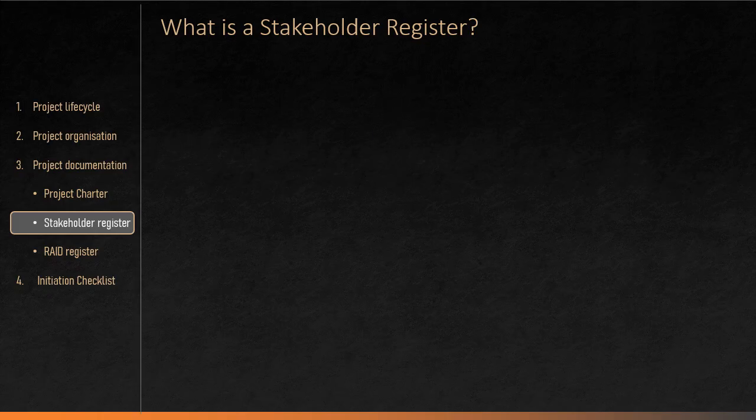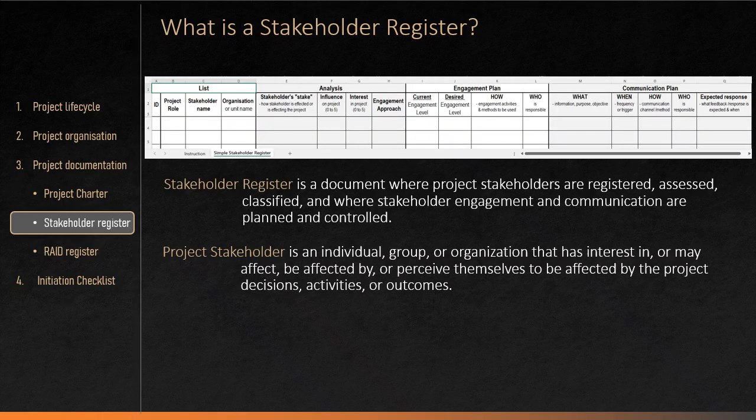Next most important working document in project management is the stakeholder register. The document is initially created during project initiation stage and then continuously updated during later stages of the project. Stakeholder register is a document where project stakeholders are registered, assessed, classified, and where stakeholder engagement and communication management activities are planned and controlled. Stakeholder register helps project team effectively identify stakeholders, understand their needs, expectations, and plan how to engage and communicate with them.